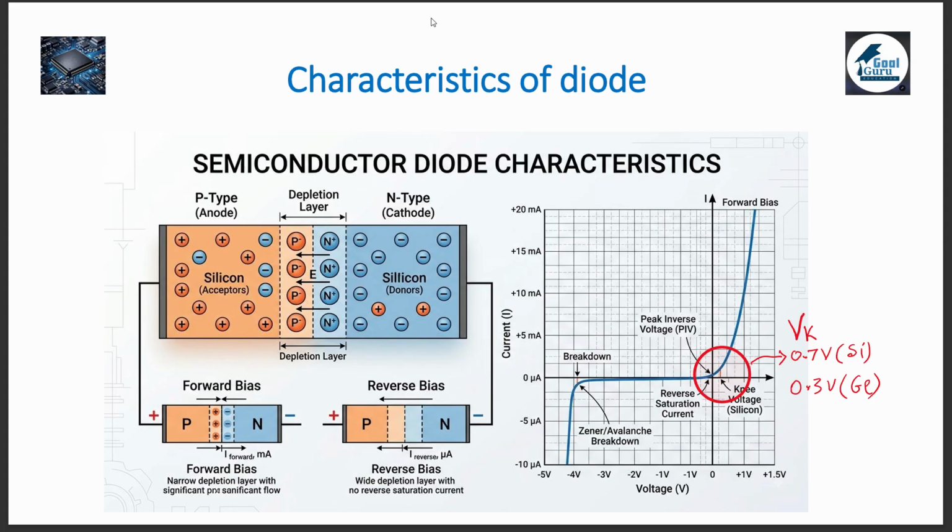Let us now know more about what is meant by Vk. What is Vk? It is a cut-in voltage. It is 0.7 volt for silicon and 0.3 volt for germanium. That means whenever the semiconductor diode is forward bias, there will be flow of current only when the applied voltage exceeds this cut-in voltage.